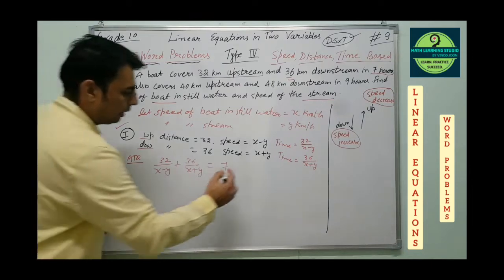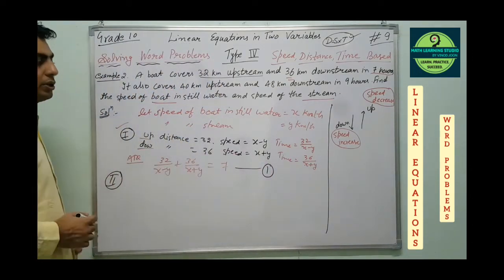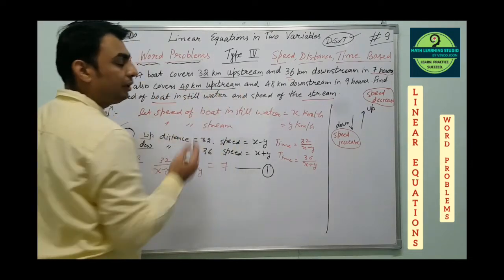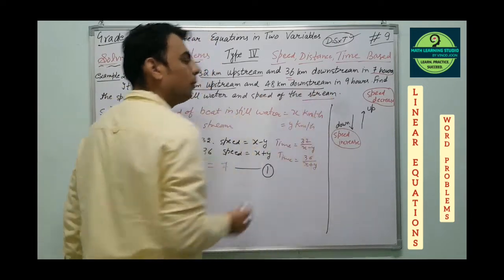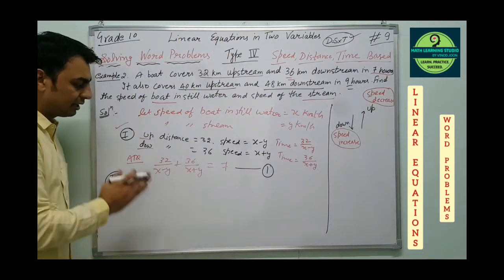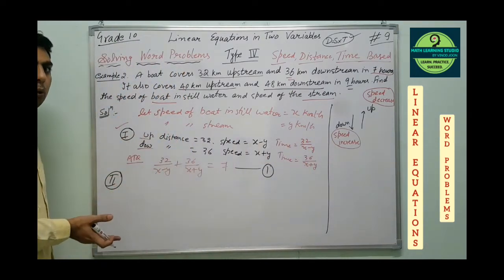Alright? Equation number 1. For the second condition, what is the question given? What does the question say? It says that it will cover 40 km up and 48 km down in 9 hours. Now you can guess, if we follow a similar process for condition 2 also, what do we get?